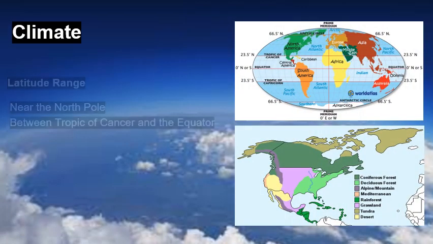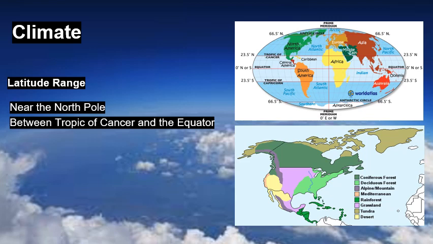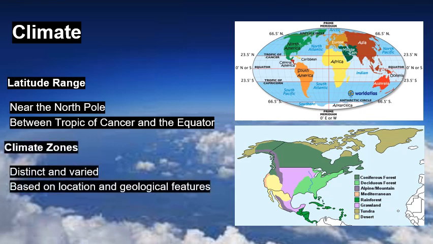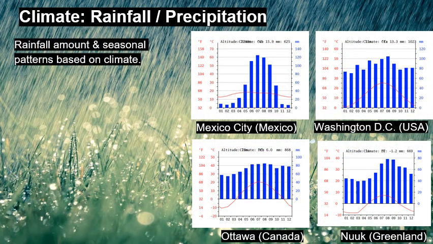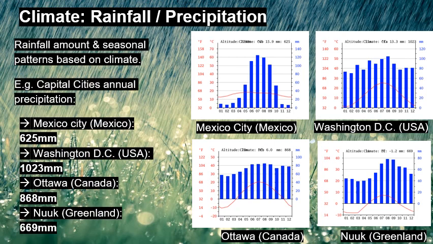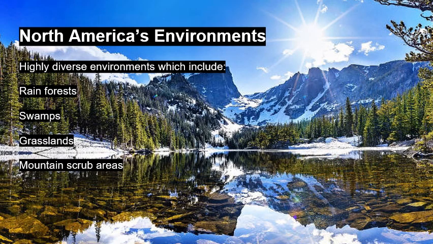Because North America's latitudes extend near to the equator and the North Pole, this creates distinct climatic zones, divided based on latitude and geological features. The rainfall amount and seasonal patterns vary based upon the climate of the area. For example, across these capital cities, each has different annual precipitation and seasonal peaks and drops due to their different climates. The Silurian period is currently known as North America today.